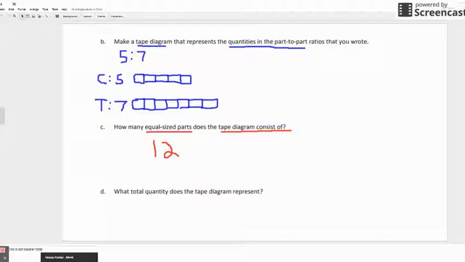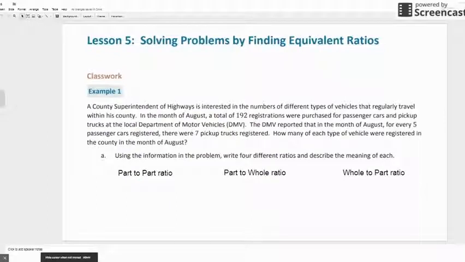So there you go. The last one, now people get confused with this last one. It says what total quantity, keyword there was quantity, or total quantity, excuse me, does the tape diagram represent? Well, it doesn't represent 12. There's 12 equal parts, but if we look back at the original problem statement, hopefully you have this piece underlined. I underlined it for you. Total of 192 registrations. This is the total quantity they're discussing when it comes down to that last one.